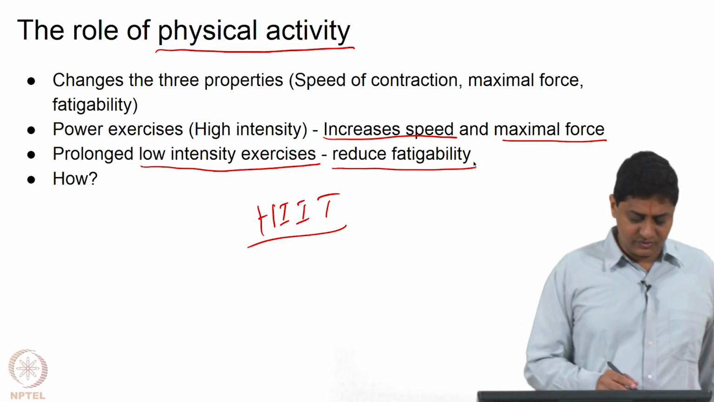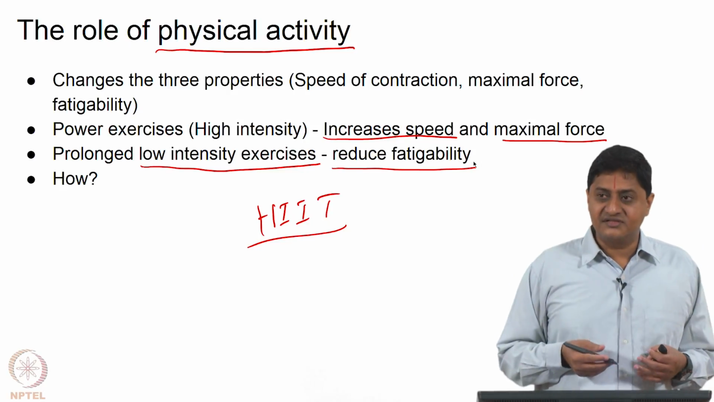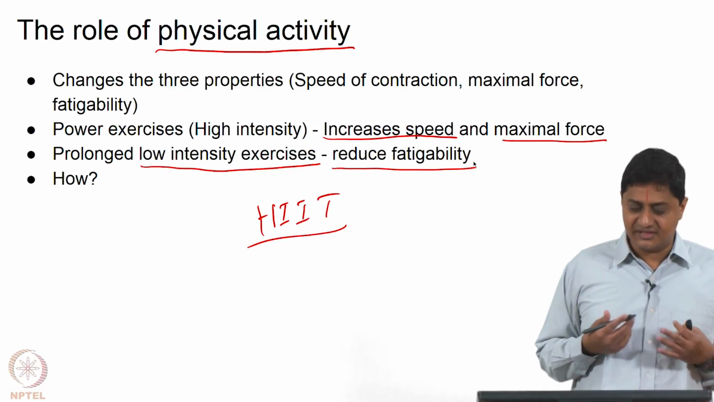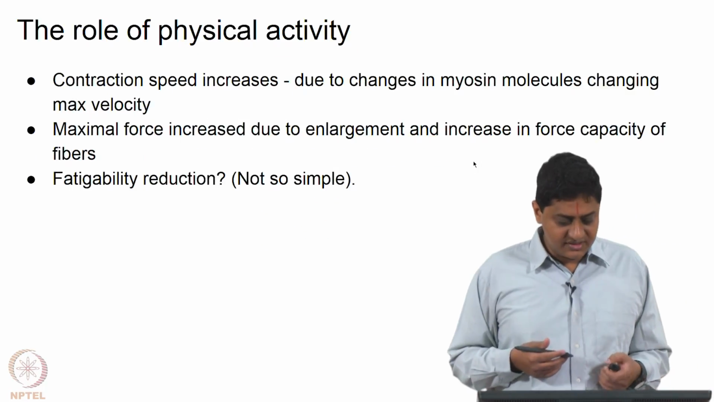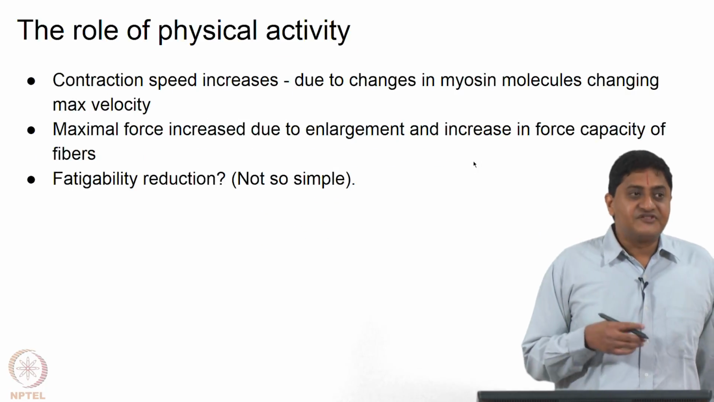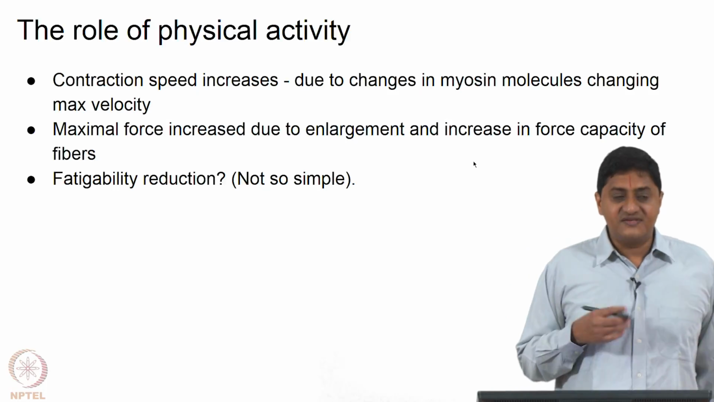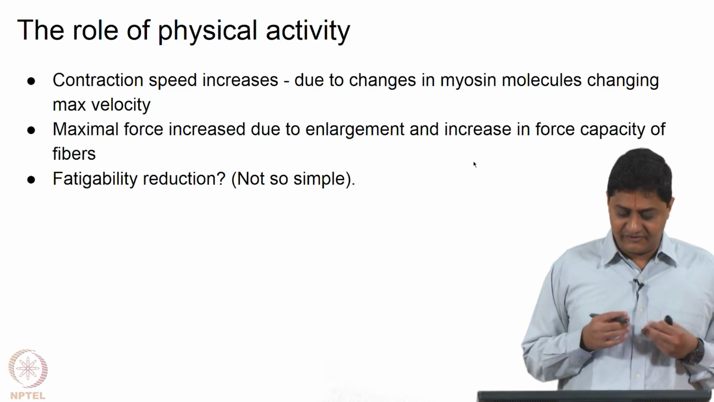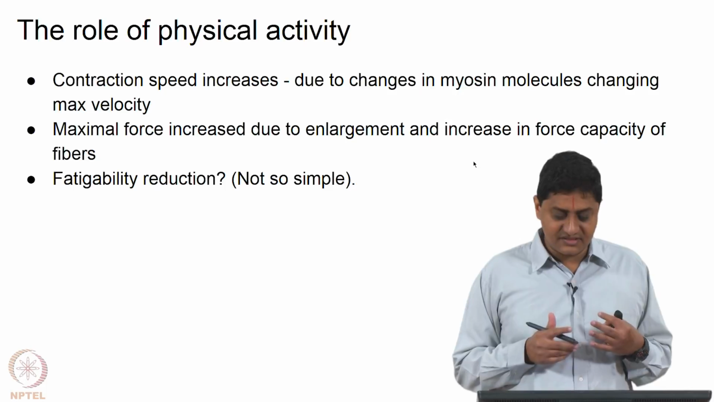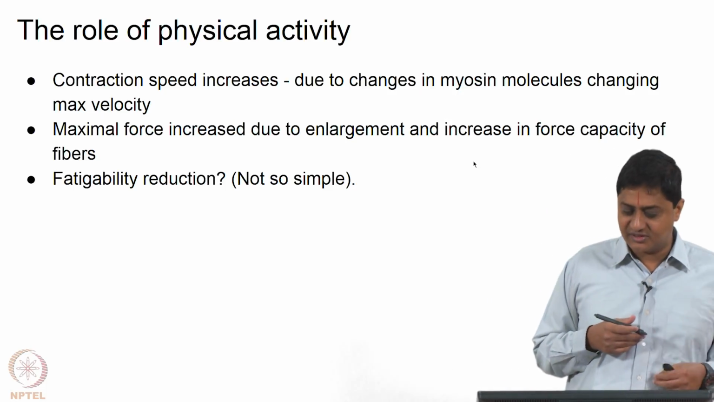How? How does this do that? That is the question. Is that some sort of magic that does this? The answer is no, there is a reason why. There are physiological reasons why this happens. We said contraction speed increases with weightlifting. Why? What is the physiological mechanism that causes this?